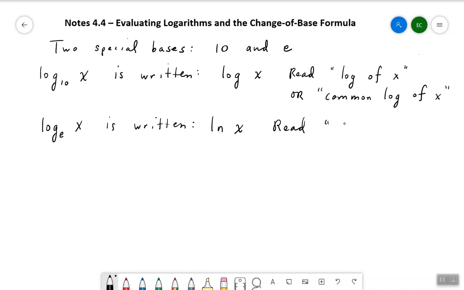And you could read it ln of x, or even better, you could say the natural log of x, where e is called the natural base. So ln of x looks a little different. We don't have log anymore, but it's understood that it's there, and it's understood that the base is e.